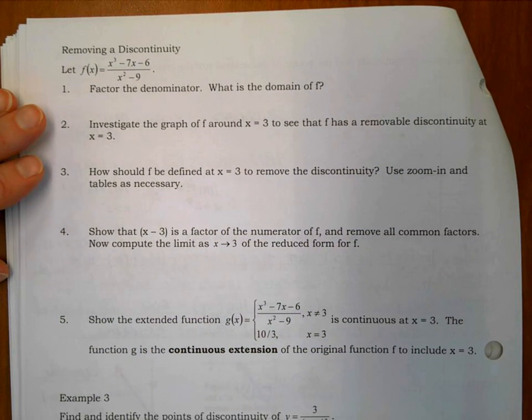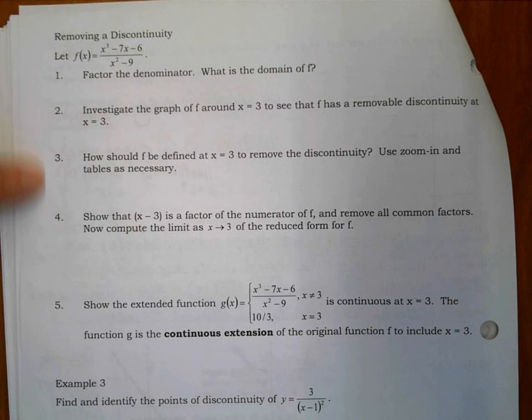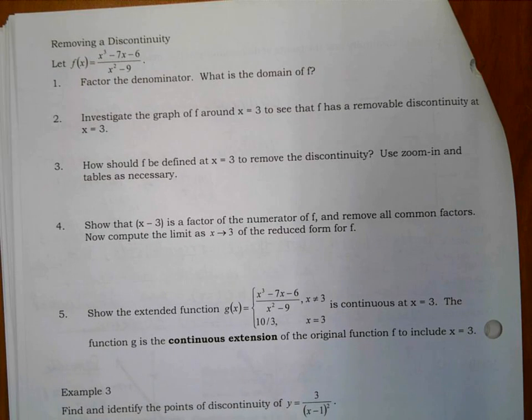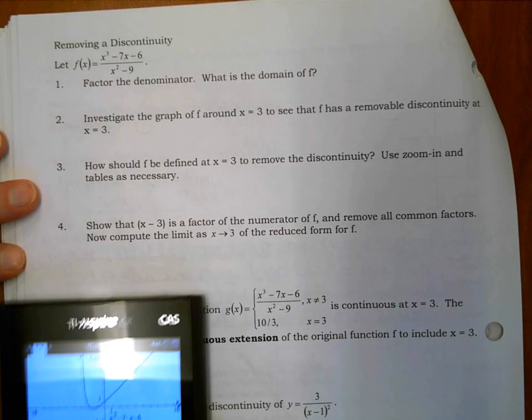All right, so next, removing a discontinuity. So I want you to take a minute, pause, and I want you to try this activity. So following the steps, try the activity, then unpause it, come back, and see if what you came up with matches.